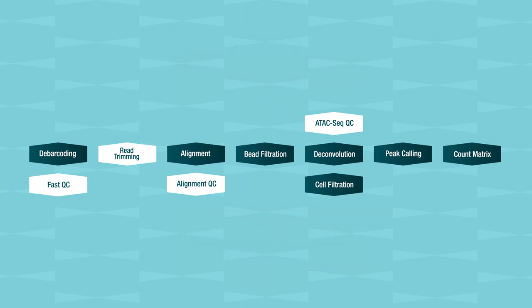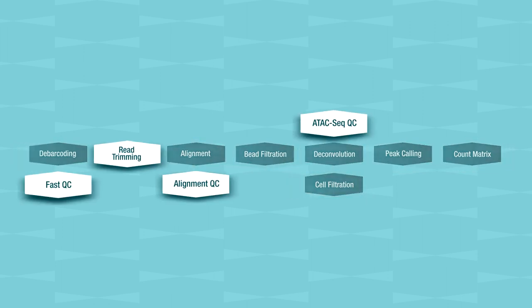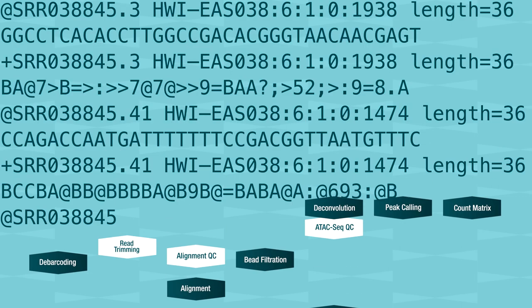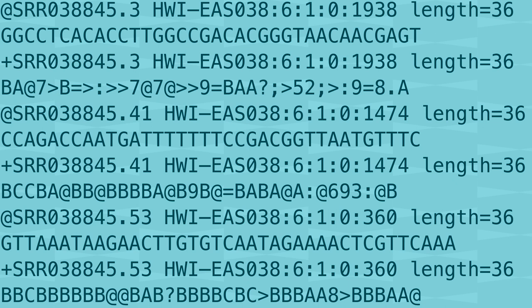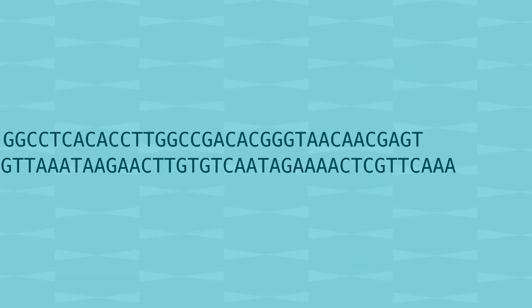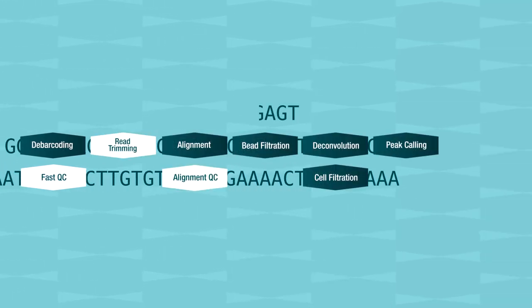The ATAC-Seq Analysis Toolkit performs end-to-end analysis, with the flexibility to adapt its operations to your needs. To get started, input your FASTQ files into the toolkit. And from there, the toolkit processes them with as few or as many functions as you need.